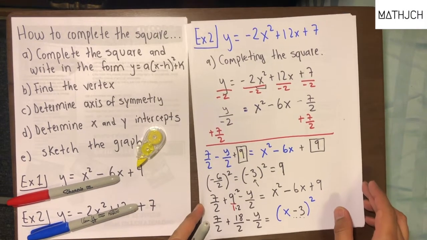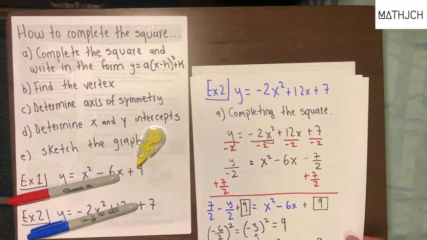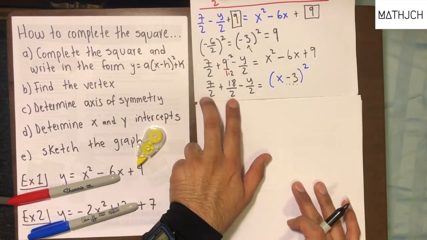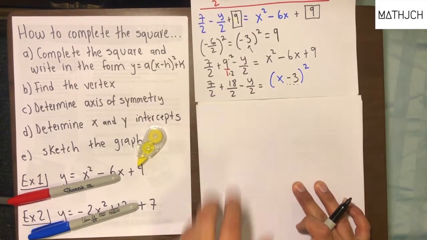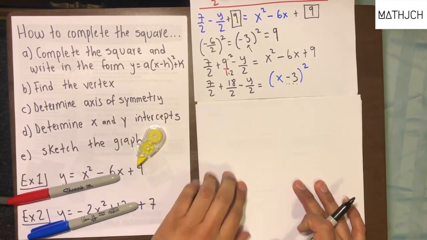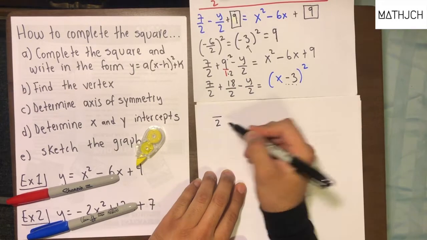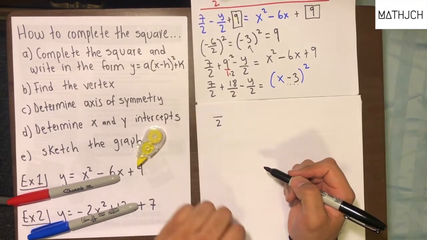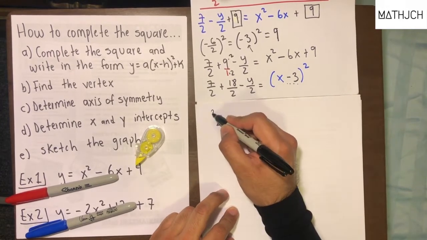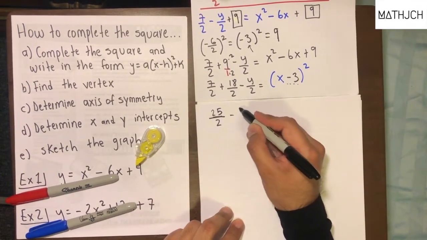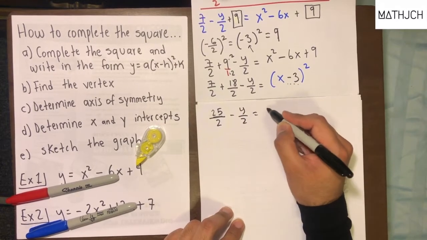Now we have to combine like terms on the left side. Notice that we have 7/2 plus 18/2, so we have the same denominator already. We bring it only once, and then we combine the top numbers: 7 plus 18 leaves us with 25 over 2. Let's bring the rest of the terms.